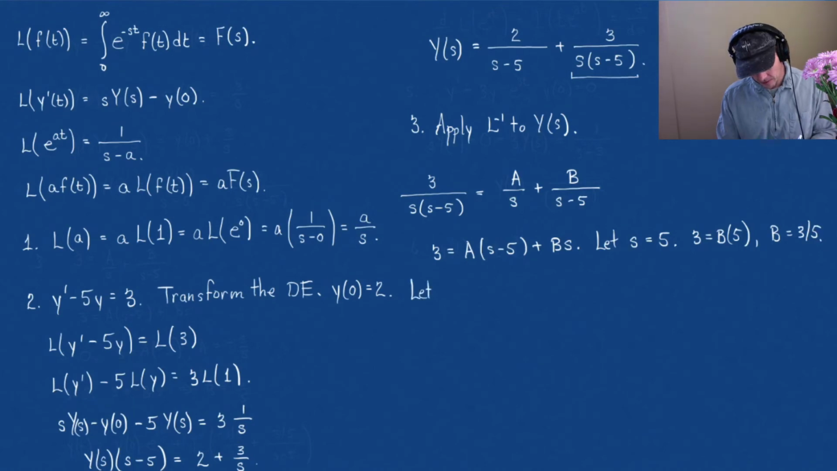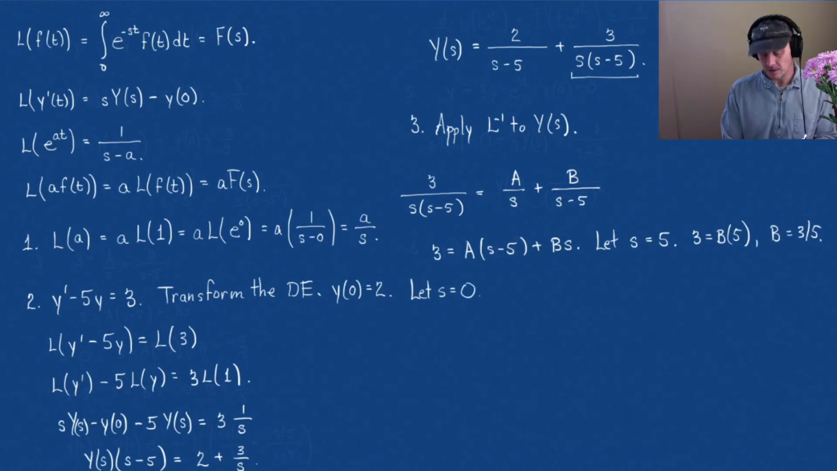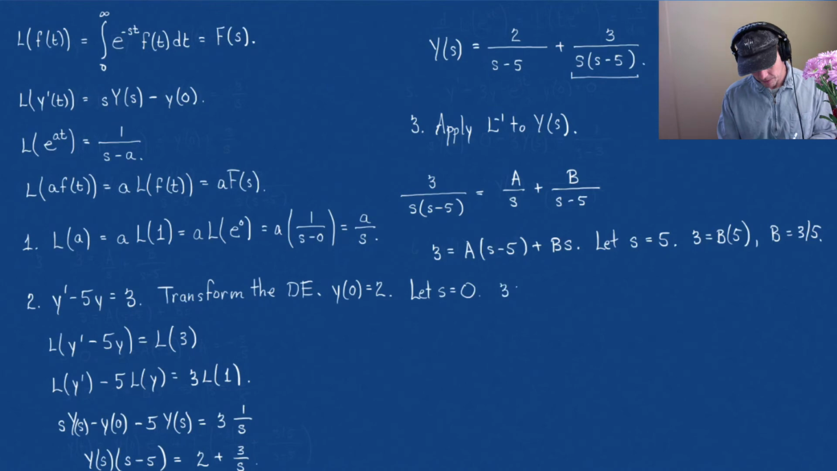Okay, and then let's try again. In this case, let's let s equal 0. So then the B term goes away. So now I have the problem of 3 equals A times 0 minus 5. So we can say that A is equal to minus 3/5.